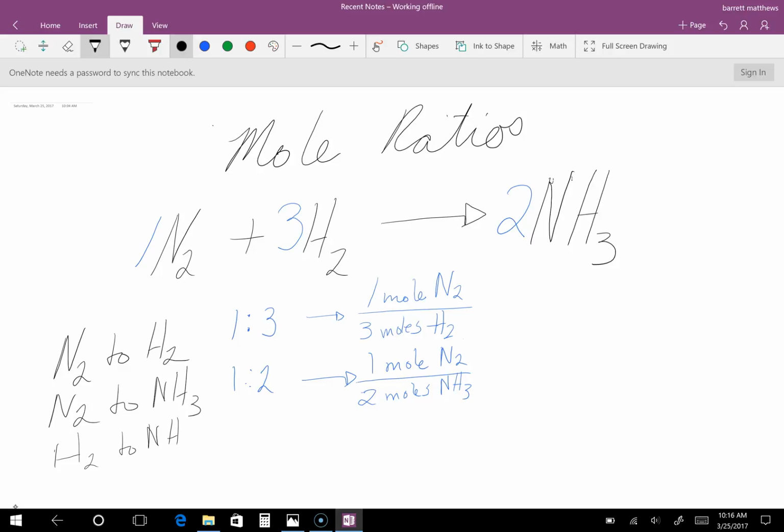The last unique ratio is hydrogen to ammonia. There's a 3 in front of hydrogen, so it will be a 3:2 ratio. This means I will put 3 moles of hydrogen on top for my conversion factor, and I will have 2 moles of ammonia on bottom. And once again, these are all fractions, and we could flip the numbers around depending upon the calculations needed.